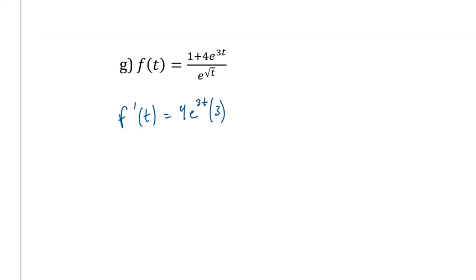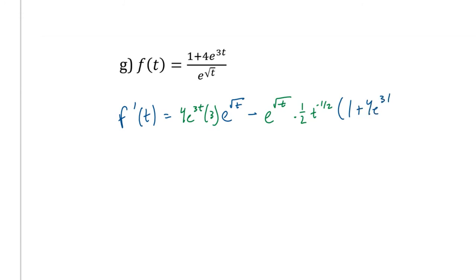Okay, actually, I'm going to do that in a different color so we can see it. So this is the derivative of the top times the bottom minus derivative of the bottom, e to the root t times 1 over 2, yep, times the top over the bottom squared, e to the 2 root t, okay?